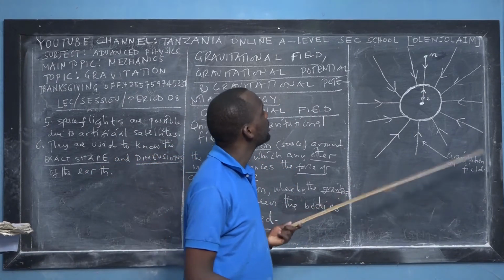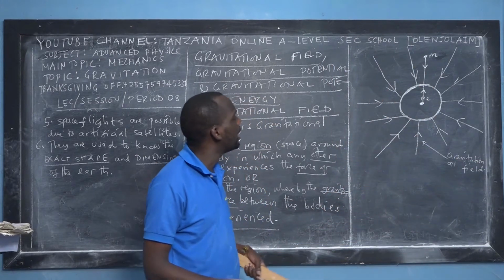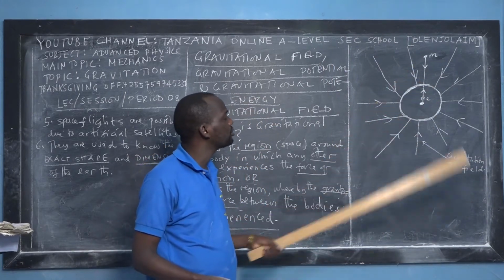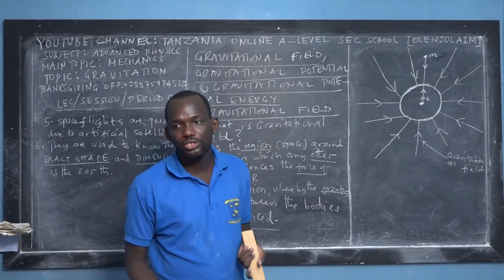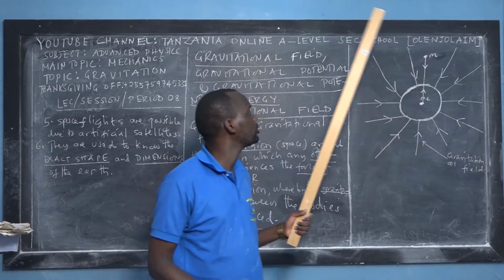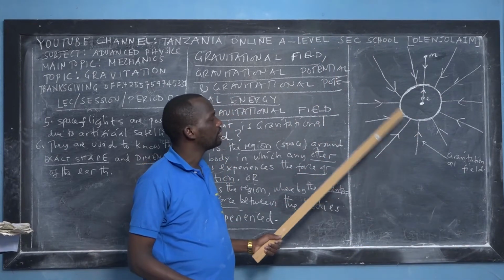Sometimes these two bodies are far apart, which means there is a great distance between them. Then we say that the body of mass m is outside the space. We call it outside of the gravitational field. So this is the gravitational field.